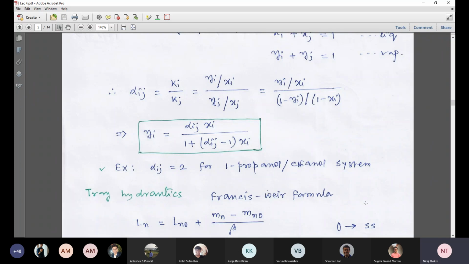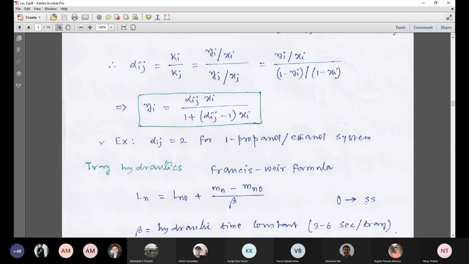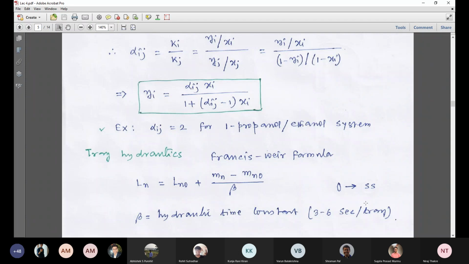So this equation is popularly called the Francis weir tray hydraulics equation, also known as the Francis weir formula. This is the flow rate of a liquid stream leaving nth tray. This is its corresponding steady state value, ln naught.